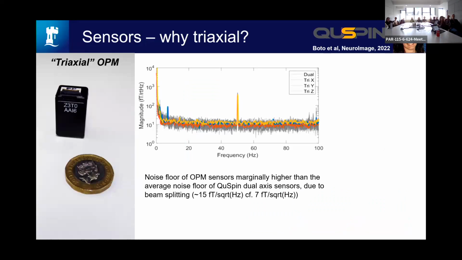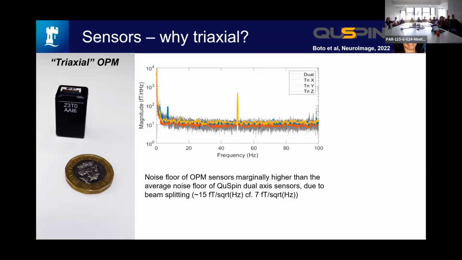So they're higher noise than the original QuSpins, they're higher noise probably than the FieldLine sensors, but not that much. So they've got a noise floor of about 15 femtotesla per root hertz, compared to something like 7 to 10 if you're operating single axis or dual axis sensors. So they're higher noise, so lower sensitivity.